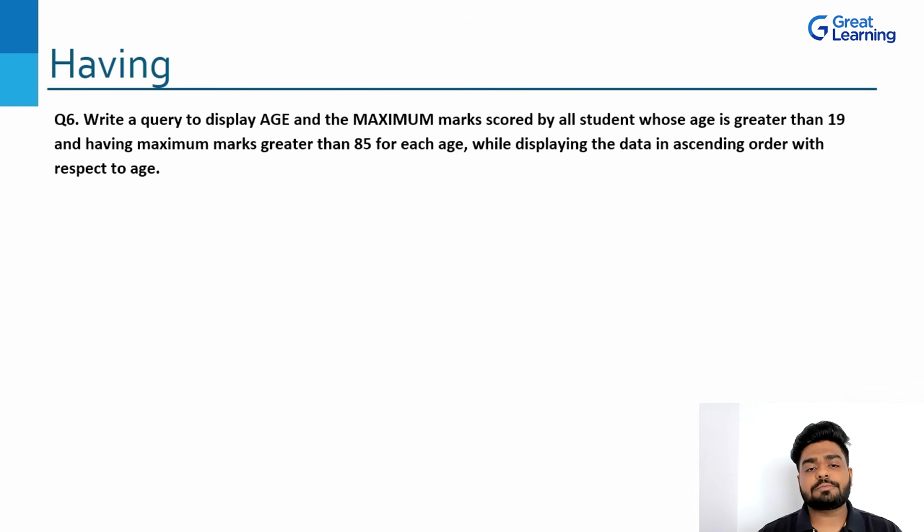Next, write a query to display age and the maximum marks scored by all students. Understand the question in a staggered manner. Write a query to display age and the maximum marks scored by all students whose age is greater than 19 and having maximum marks greater than 85 for each age, while displaying the data in ascending order with respect to age. So we know that we will be using the aggregate function here.